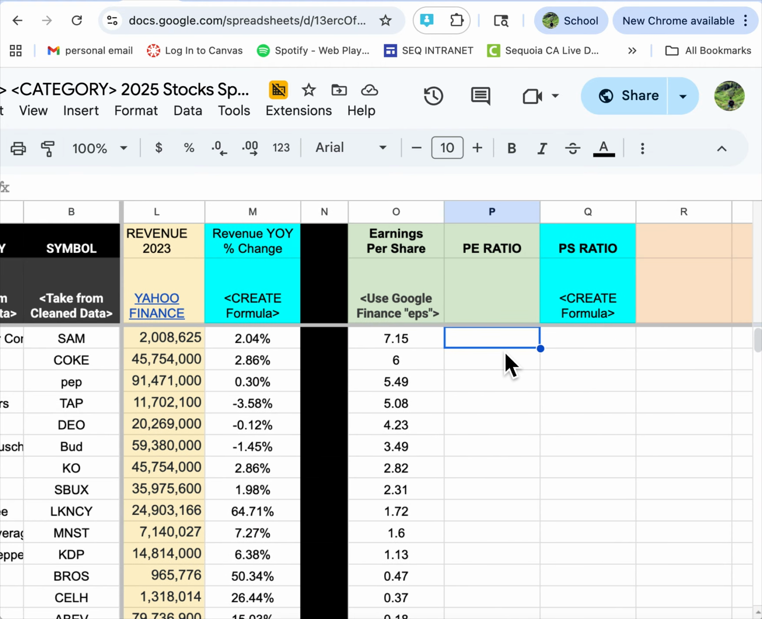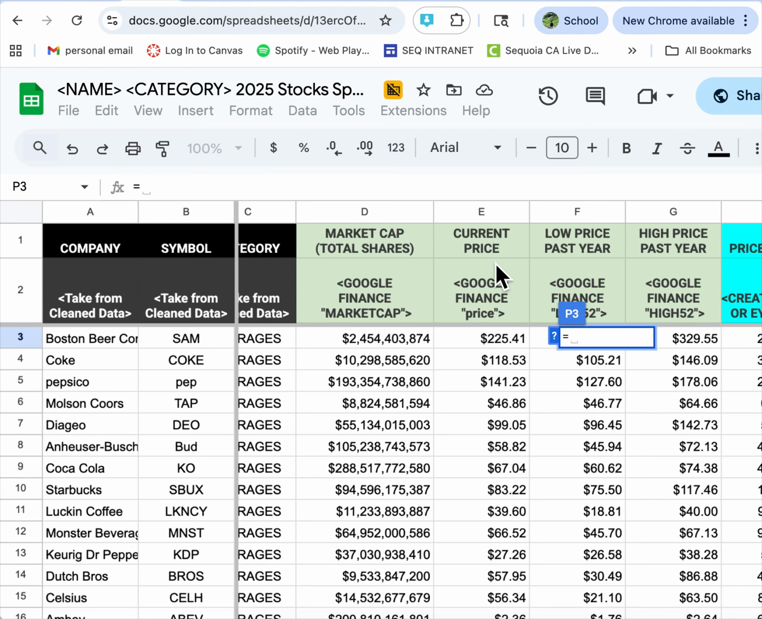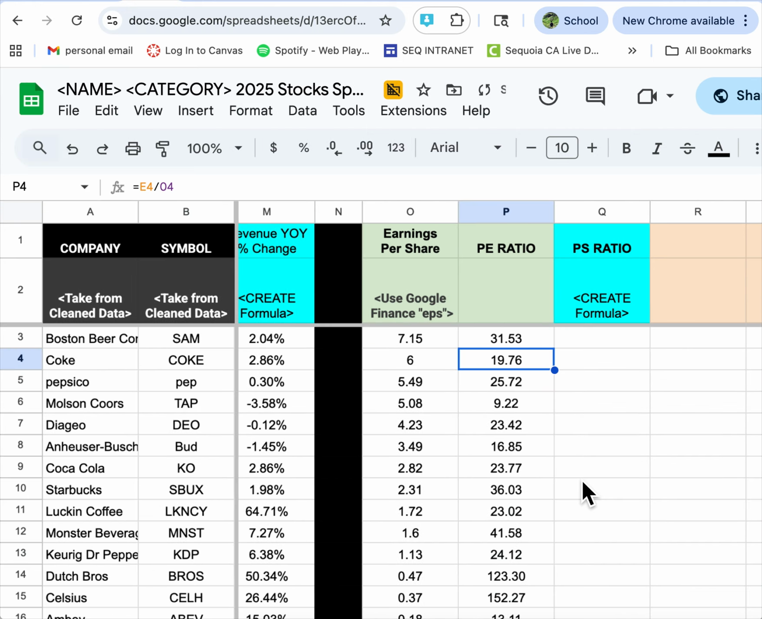We're going to compare how much you have to pay per share compared to how much earnings, or how much profit, you're getting. So it's how much you pay for the share price divided by how much the profits are. There we go. So one way to interpret this is, this number here for Coke, 19.76, means you're paying $19.76 for every $1 of profit. You can think of it that way.